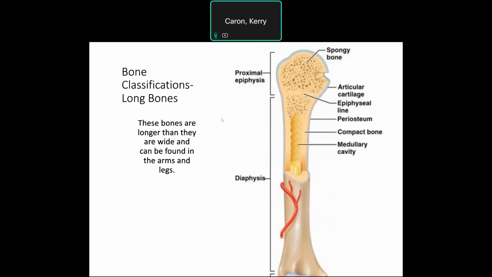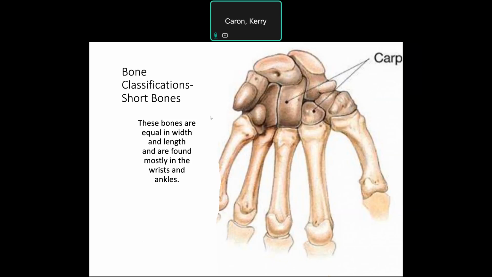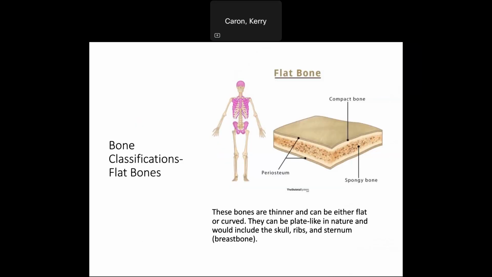So this is some classifications. We have long bones, okay? And these are longer than they are wide, and they're found in our arms and our legs. Short bones found in our wrists and ankles, okay? Flat bones, these can be either flat or curved, but they're plate-like. And they would be in our skull, our ribs, our breastbone, our sternum.